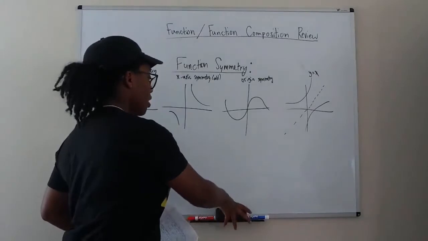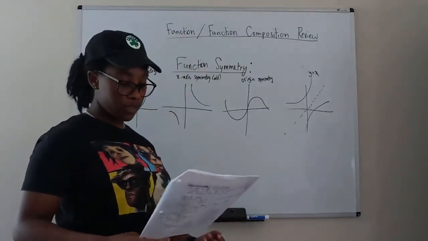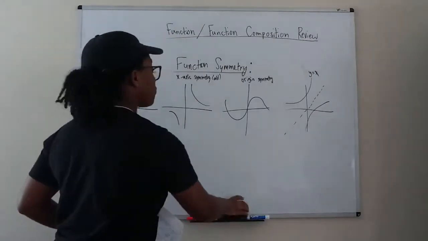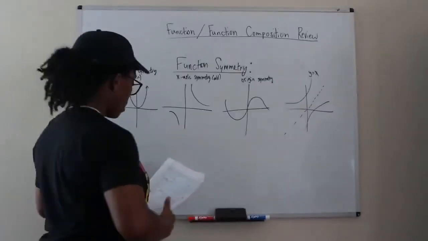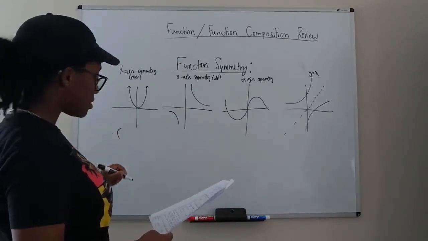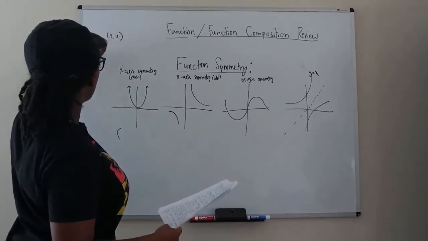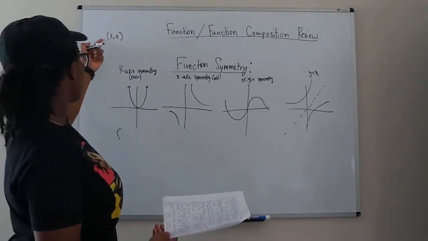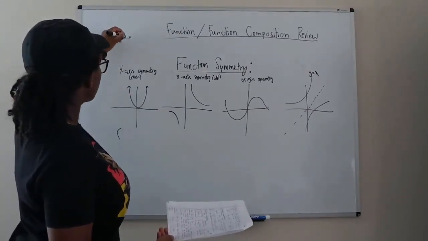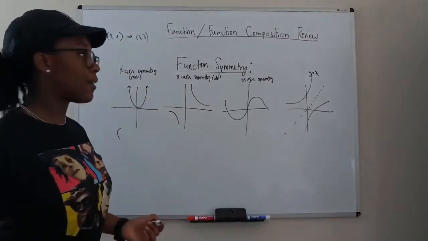And so if you are not lucky enough to have a graph, there's ways that you can test for function symmetry. So for y-axis symmetry, you're going to want to, instead of having, okay, so normally you have x comma y as your ordered pair, so let's say it's like 5 comma 3. That's just plotting a point on the graph, right?